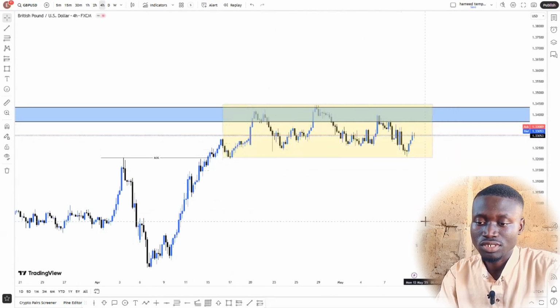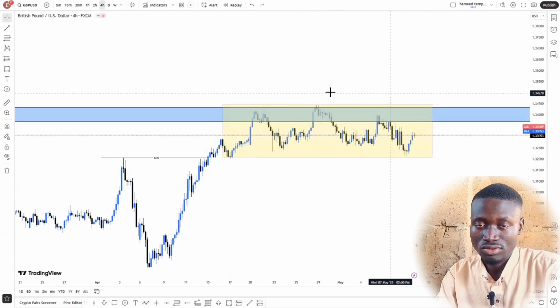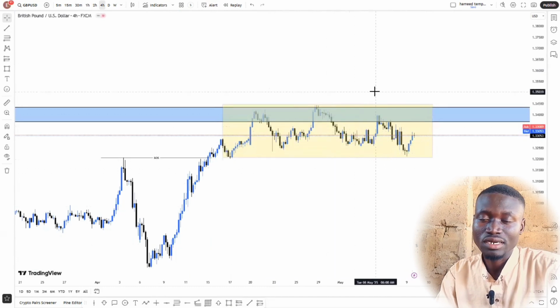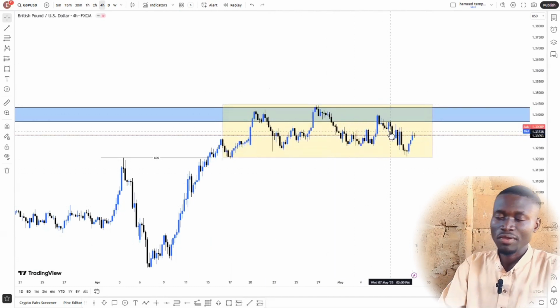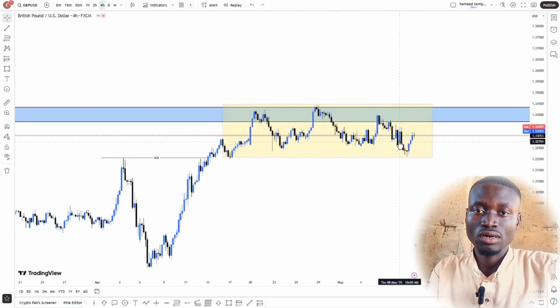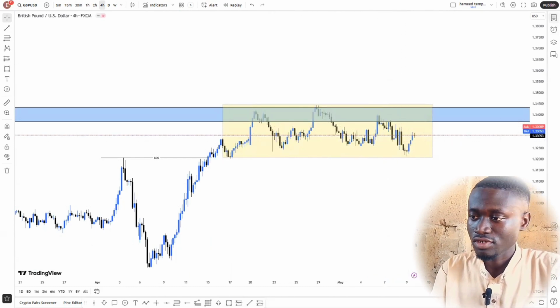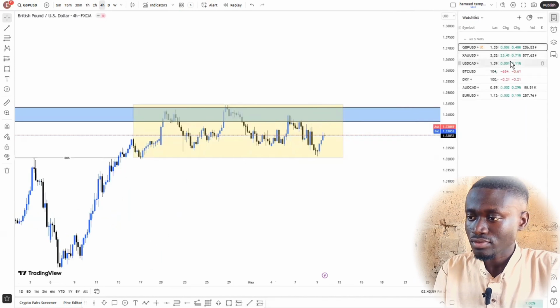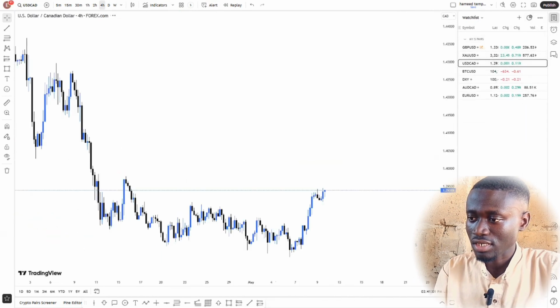Let this consolidation break either to the downside or to the upside. Let's know where the market wants to go before we start, before we look for our entry and join the move. So let's go to the next pair, which is USDCAD.